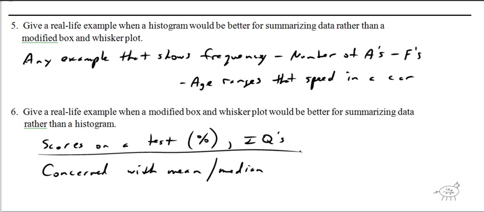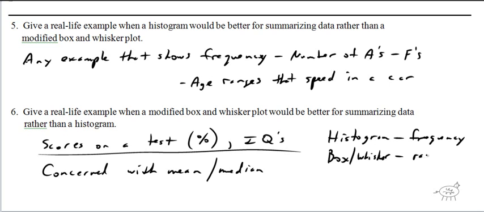Okay, so just to summarize really quickly: histogram, we're talking about frequency. Box and whisker plot, we're talking about range. It's pretty important.